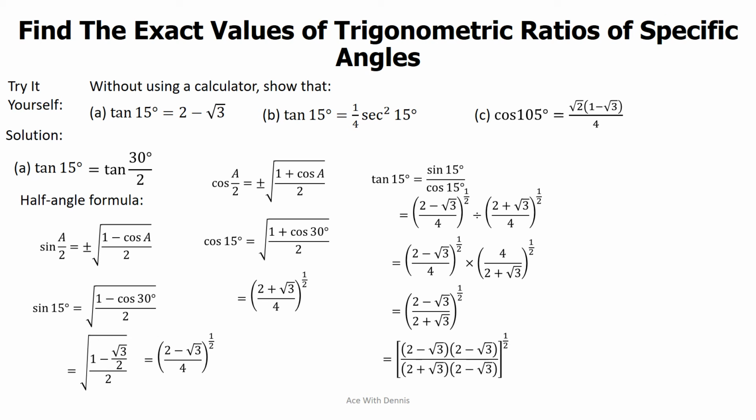Then we rationalize, which becomes 2 minus root 3 times 2 minus root 3 over 2 plus root 3 times 2 minus root 3 to the power of half. We get 2 minus root 3 square over 4 minus 3 to the power of half, and eventually it is 2 minus root 3 square to the power of half, and the final answer is 2 minus root 3. So shown.